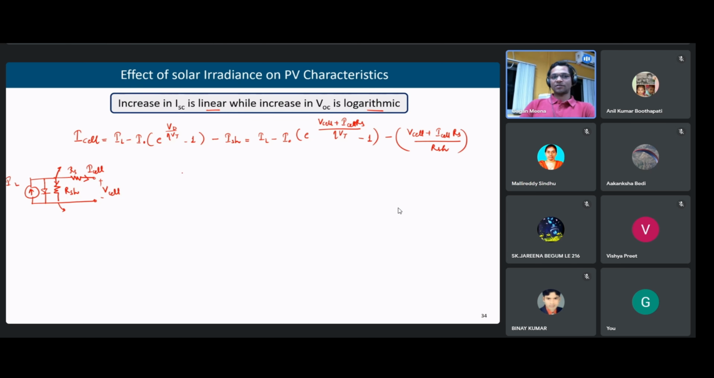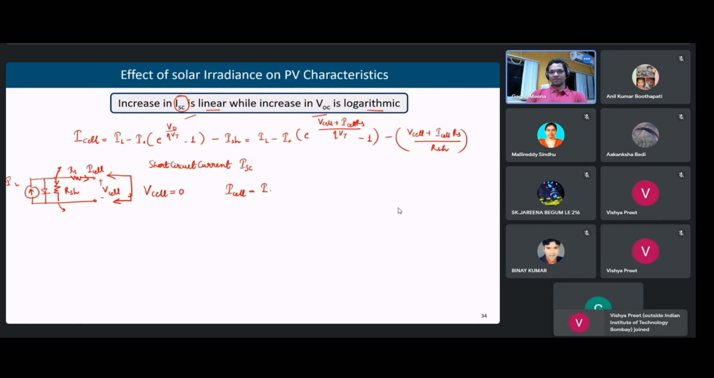Now what do we want? We want to see first the relationship for short circuit current and for open circuit voltage. Let us take the short circuit current first. What will happen if we short circuit these two terminals? This voltage will become 0. So this I cell will become IL minus I naught.